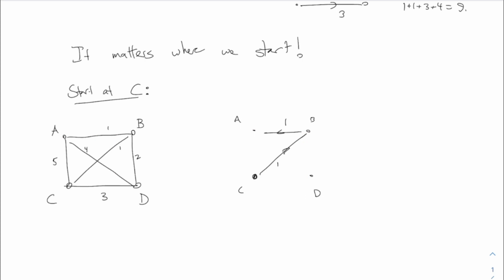That was a 1 and then a 1. Now from A, straight down would be 5, but I've already been there. I got to do this one for 4, and then across the bottom for 3. Actually, I got the same answer. This is what I realized when I was temporarily confused by my paper. This is the same answer.